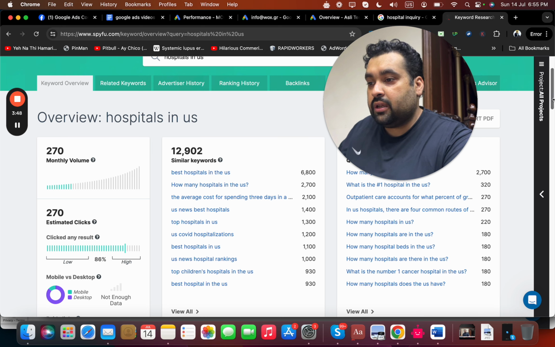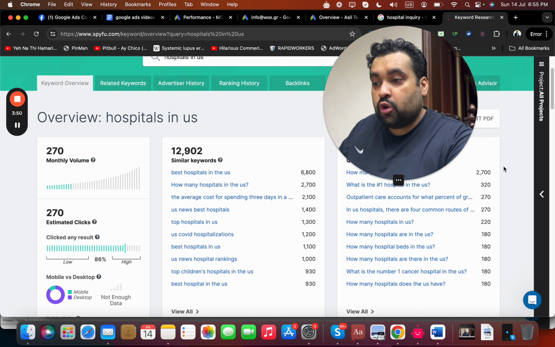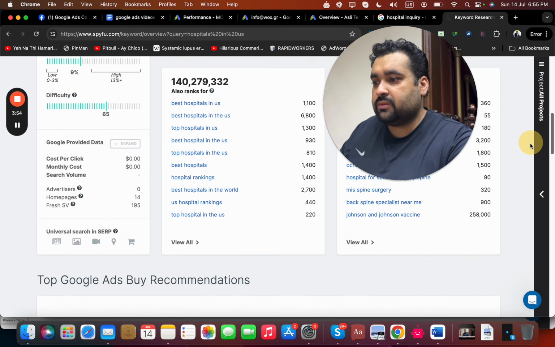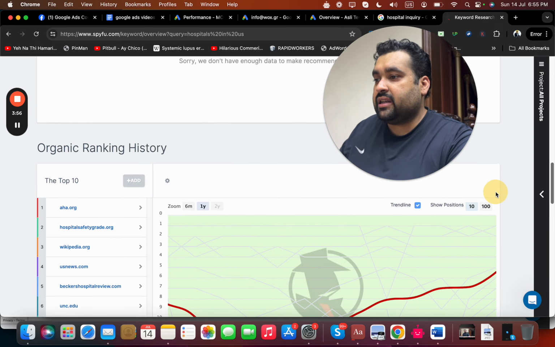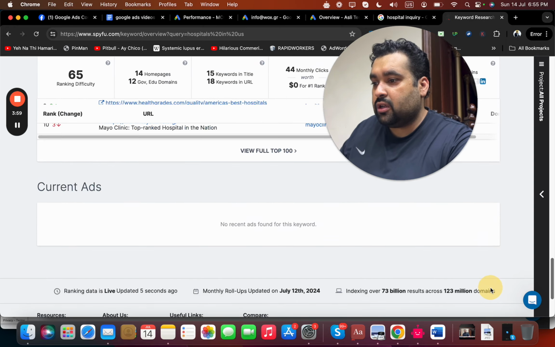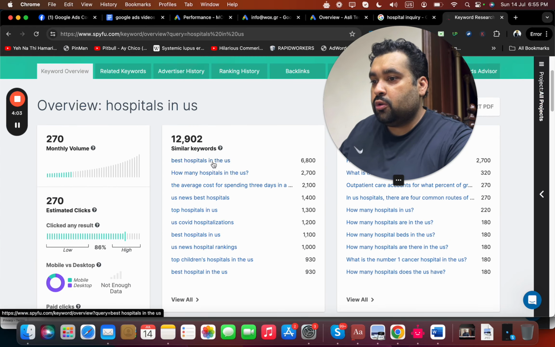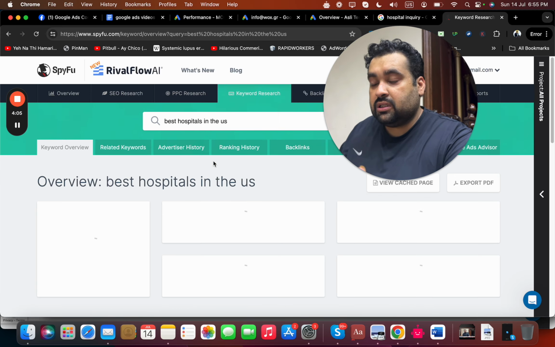So now you can see over here, like top hospitals in US, COVID hospitalizations, COVID hospitals. You have so much data over here as well. So this is the data. You can see organic data over here, organic history over here. You can see no ads being found over here. So you can look around at the keywords like best hospitals in US.